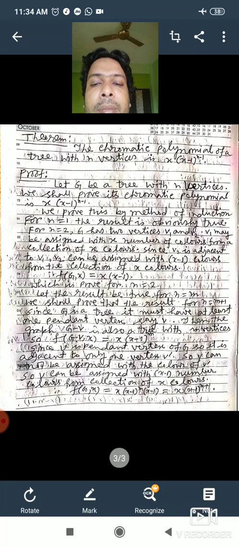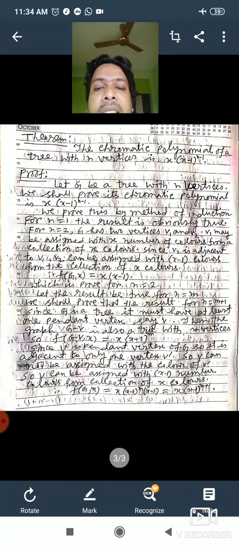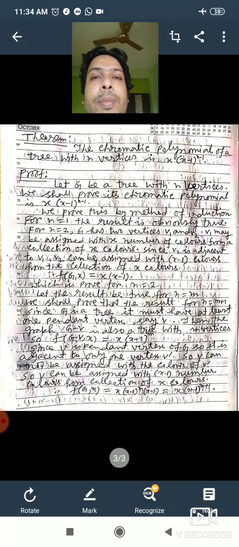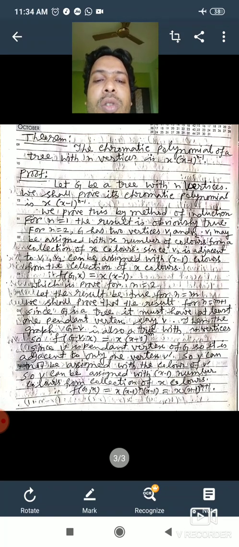So v cannot be assigned the color of v dash. So v can be assigned x minus 1 number of colors from the collection of x colors. Therefore, f(G, x) equals x(x minus 1) to the power m minus 1 into (x minus 1). So this equals x(x minus 1) whole to the power m.